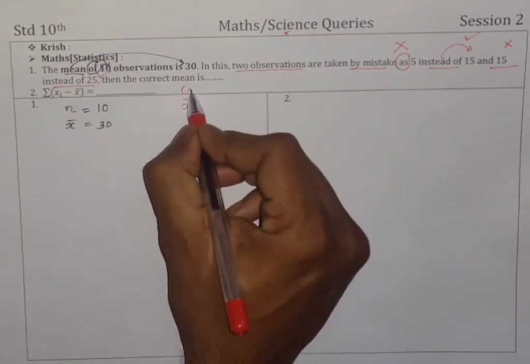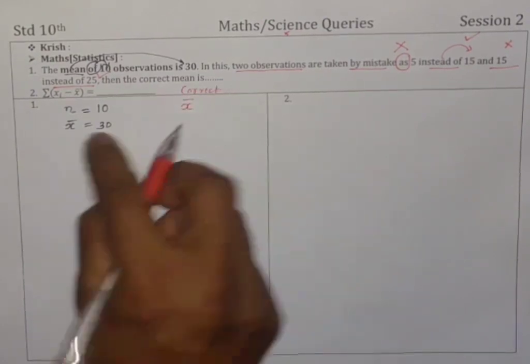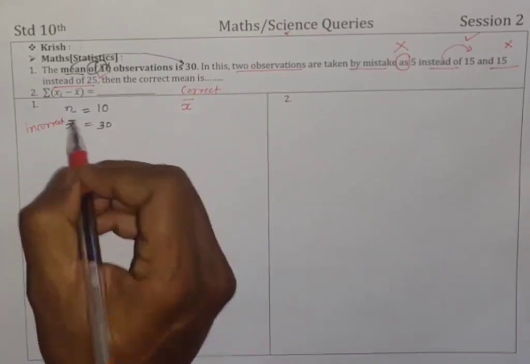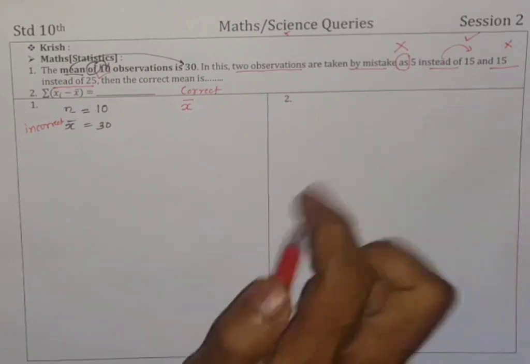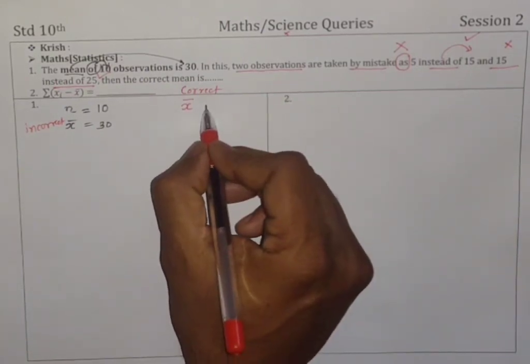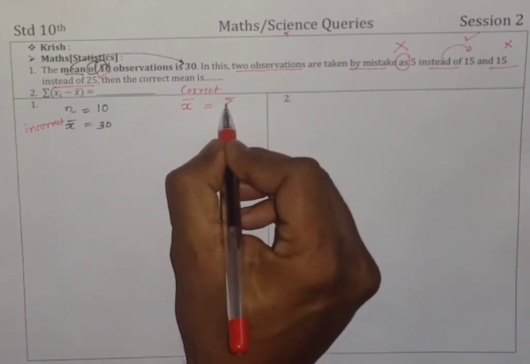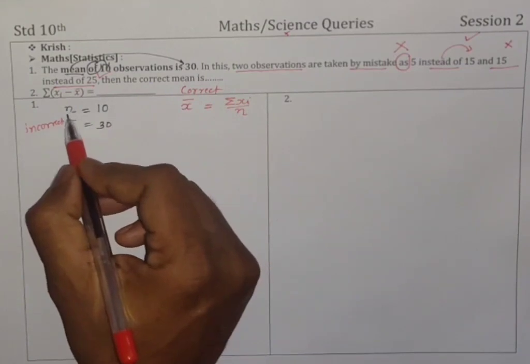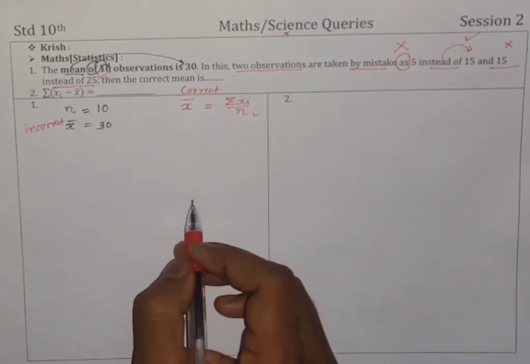Of course, the correct mean, because the mean given is incorrect, and the reason is 2 of the observations are wrongly taken. Now our target is the mean. The formula is sigma xi upon n. The number of observations you have is 10, correct?